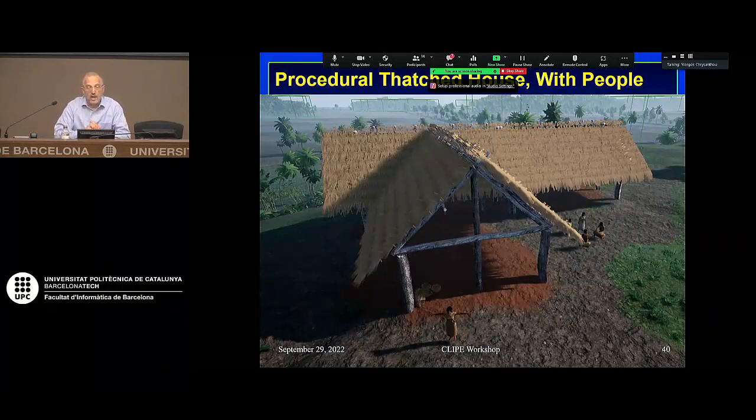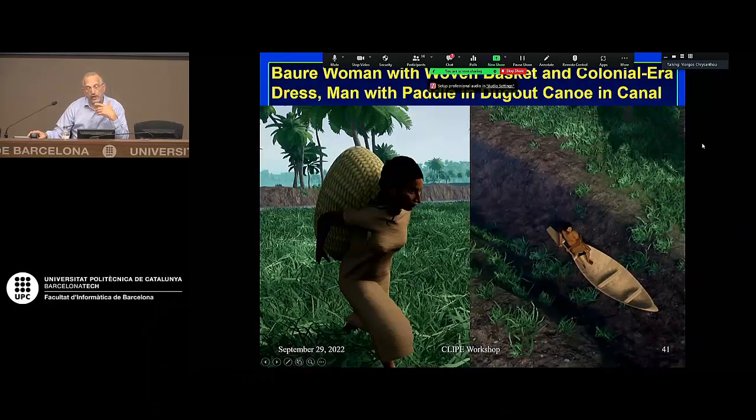We were able to teach our students about procedural design. So this is a procedural thatched house. We could vary the layout and the size procedurally, and you'll see in a moment that this was used to create a small village very efficiently. The people themselves, of course, were procedurally animated. So this is one of the female models. Her clothing was taken from colonial era artifacts and drawings. To be honest, most of the time they weren't wearing clothes, but this is more politically correct, and it's fine to do.